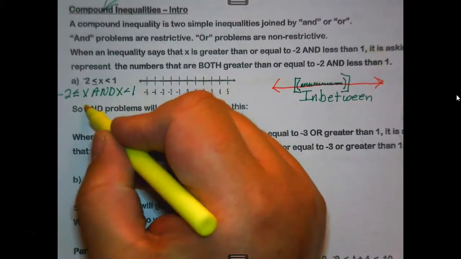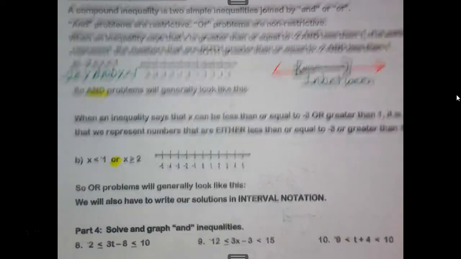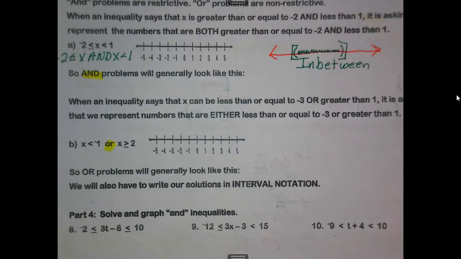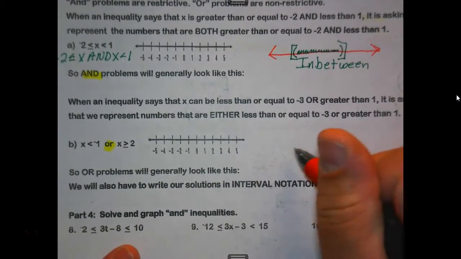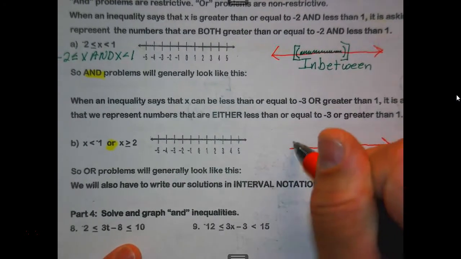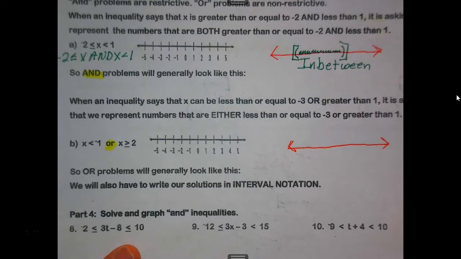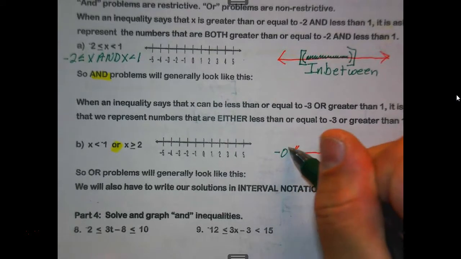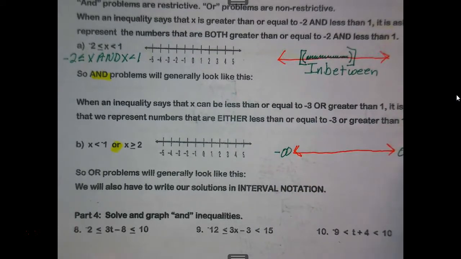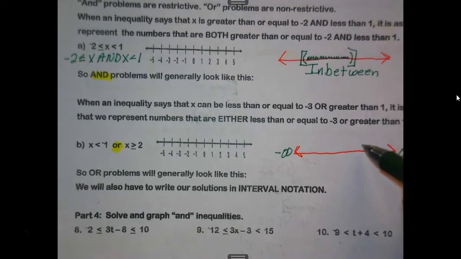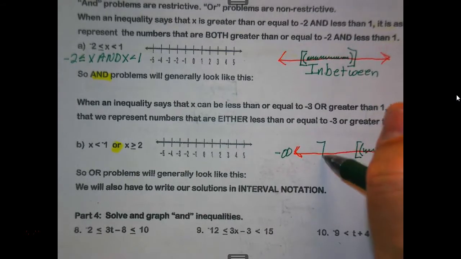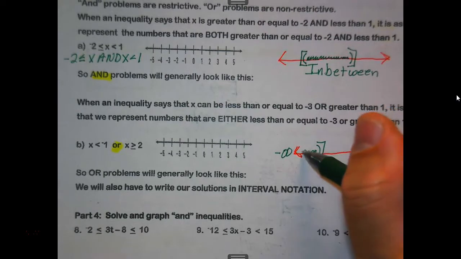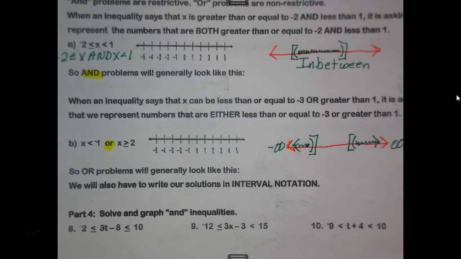For or problems, we have a couple of different situations. Okay? For or problems, generally the graph is going to go opposite ways. So I have my number line that goes to negative infinity and positive infinity. I'm either going to have a bracket or parenthesis, and it's going to shade towards those infinities. Okay, so that's our OR graph.